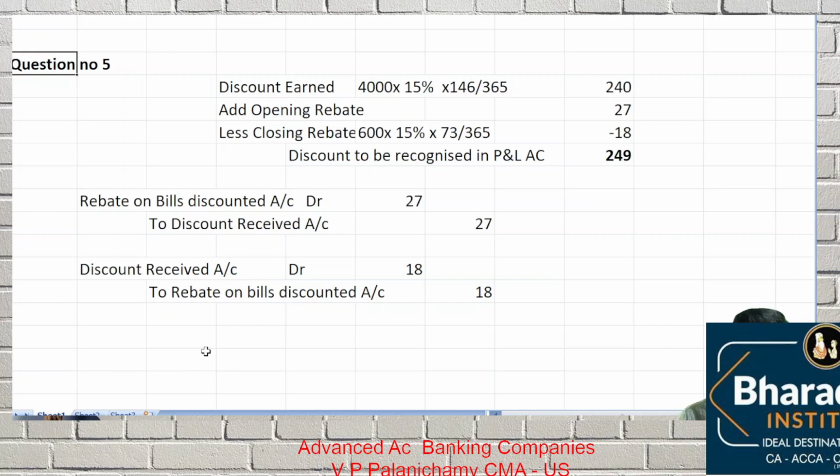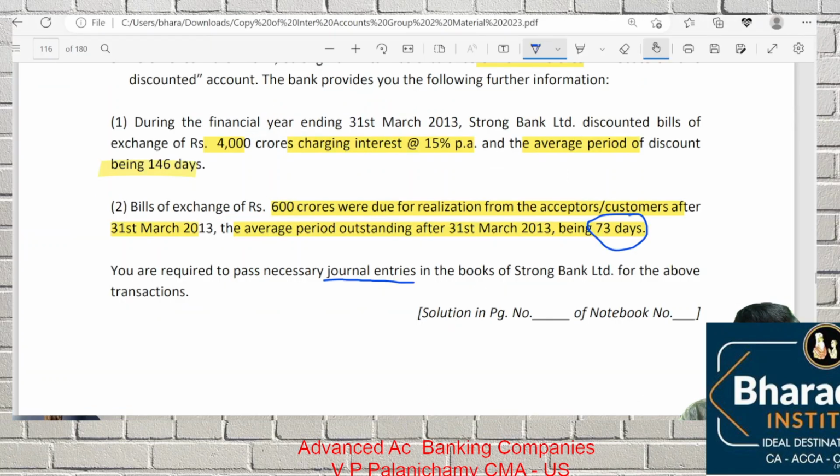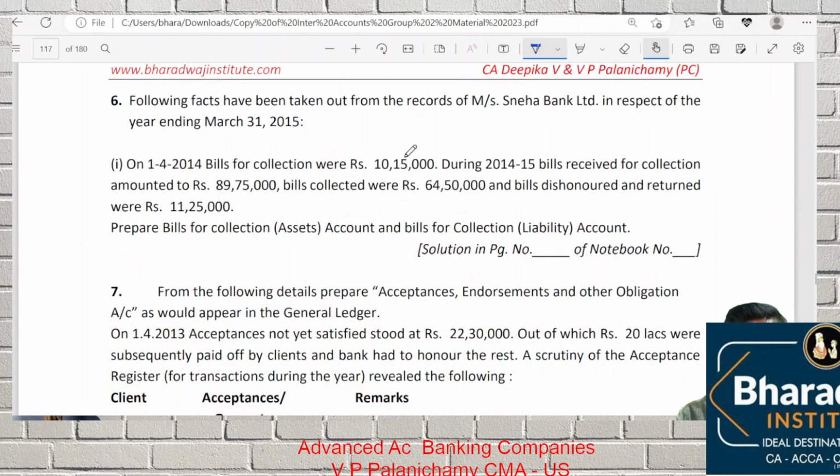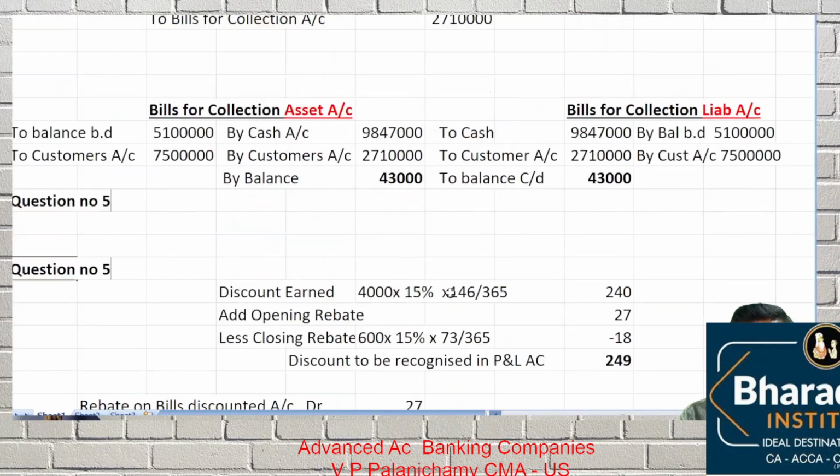Please try it on your own so that you will get a better grip. Prepare the bill for collection asset account and bill for collection liability account. Hope you tried it. Opening bill for collection is given, bills received from the customer is given, bills collected is given, and bills dishonored is given. From the previous problem, if you just cut, copy and paste the bills for collection asset account and liability account, it is over.